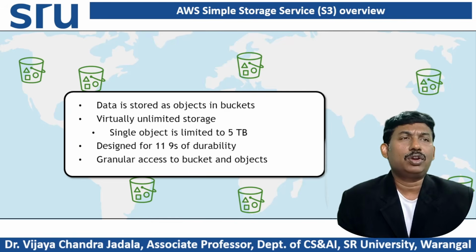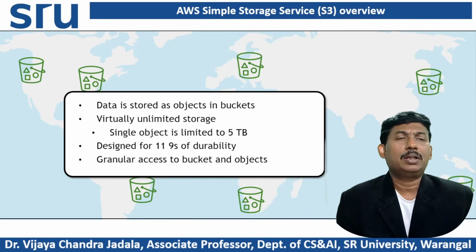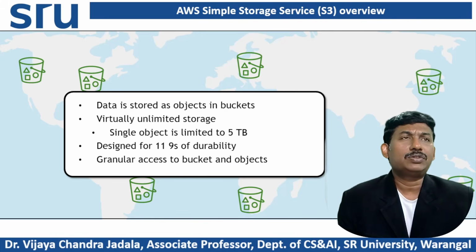Then, exceptional durability. S3 is designed for 11 nines of durability, that is 99.999999999%. This extremely high durability is achieved through redundancy, which is used for storing your data. Multiple devices are used in multiple facilities within the AWS region. This protects against data loss from hardware failures, corruption and other issues.